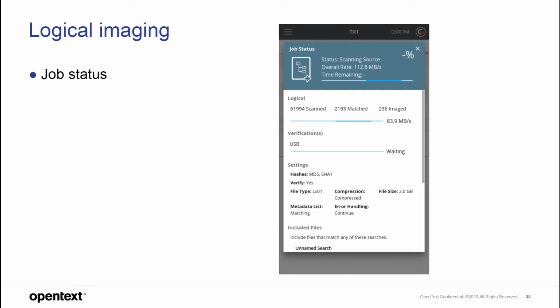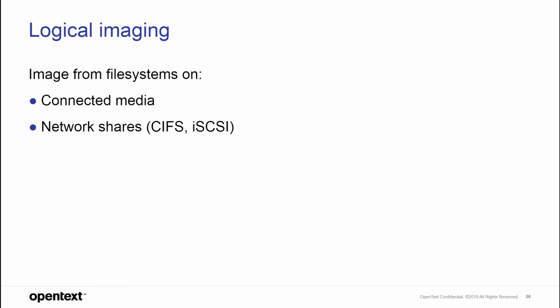TX1 can logically image locally connected media, CIFS shares, or iSCSI volumes. They may mount differently, but once a volume is mounted as an available source drive, the file selection and search parameter process is the same. What is a little bit different from what you may be used to when performing a physical imaging job is that with logical imaging, we're acting on individual files and folders, and those file structures live within partitions, or file systems, on the physical media.